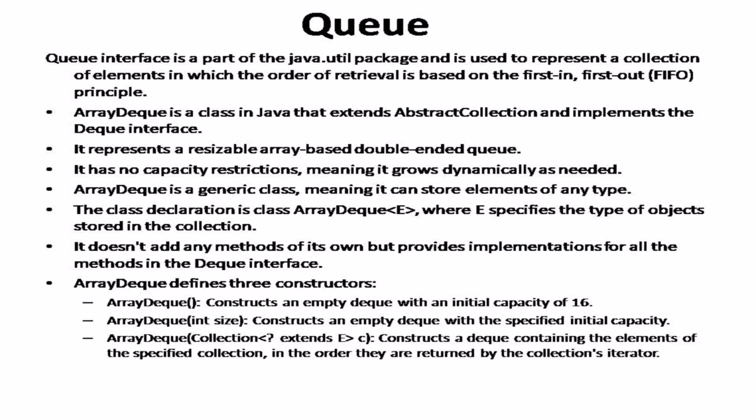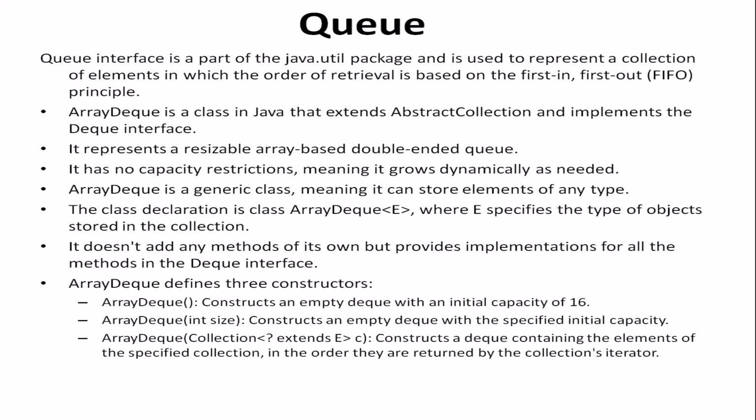Hi, today we are going to discuss queue. Queue interface is a part of the Java util package and is used to represent a collection of elements in which the order of retrieval is based on the first in first out principle.